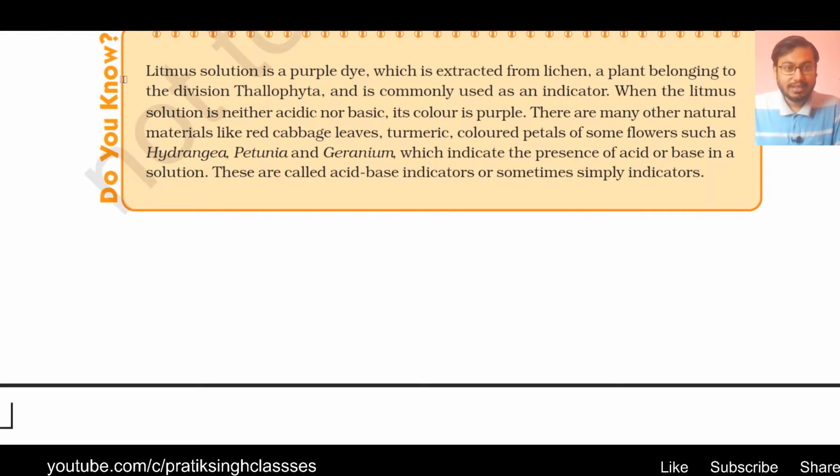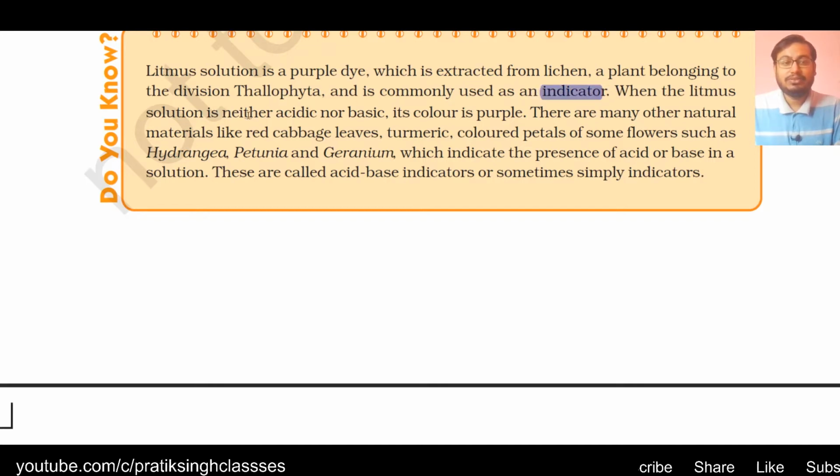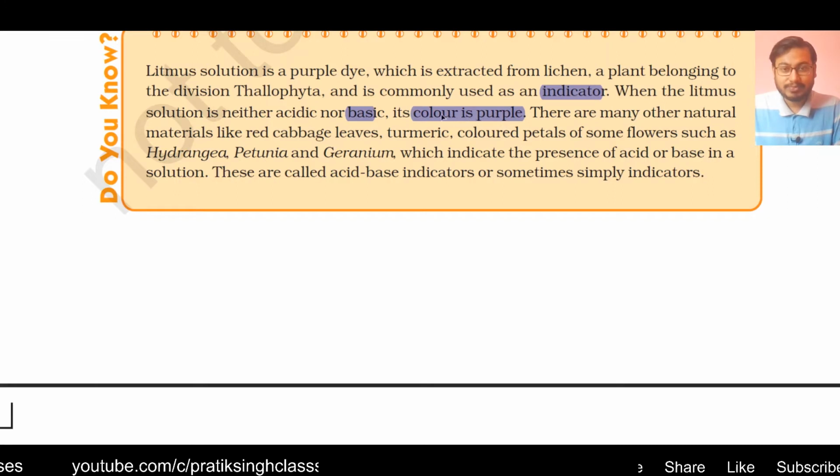Here a very good piece of knowledge is given. Do you know litmus solution is a purple dye which is extracted from lichens, a plant belonging to the division Thallophyta, and is commonly used as an indicator? When litmus solution is neither acidic nor basic, its color is purple. So when we have this litmus solution and it is neither acidic nor basic, it will show purple color, as you can see in the dark space here on the screen.